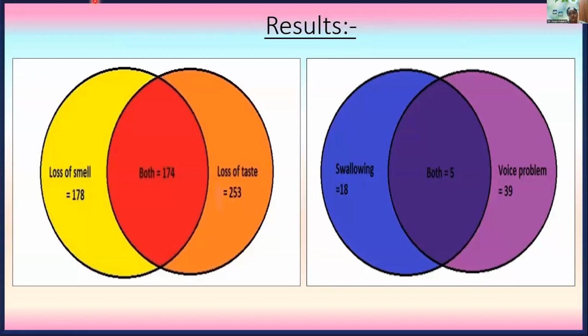It was also observed that the patients were having overlapping of symptoms. Out of 253 patients who were having loss of taste, among them 174 patients had loss of smell also. And among 178 patients who were having loss of smell, that is olfactory disturbance, 174 were having taste disturbance. And this correlation was huge and statistically significant.